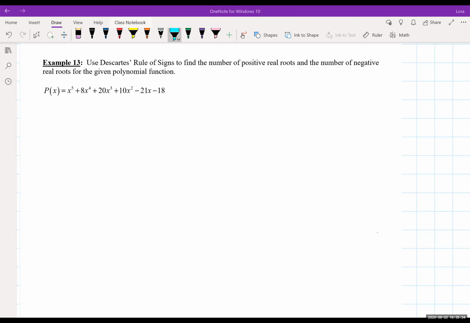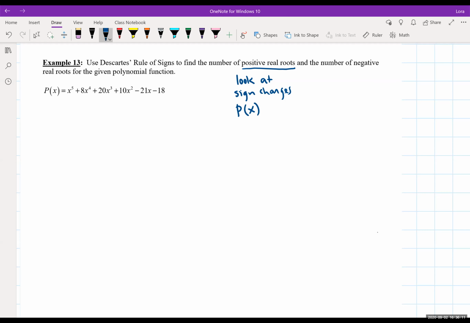So starting off with the number of positive real roots, we're always going to look at the sign changes of the terms of our original polynomial p of x. And by sign changes, we mean that if we are in descending order, we're just going to view the signs of each of the terms and figure out where we see a change from positive to negative or negative to positive. So we're going to take a look at that right now.